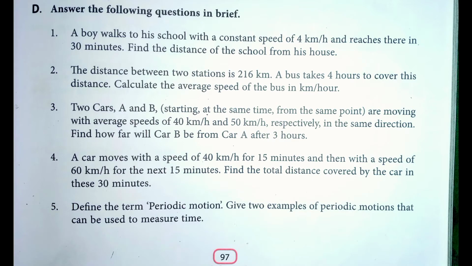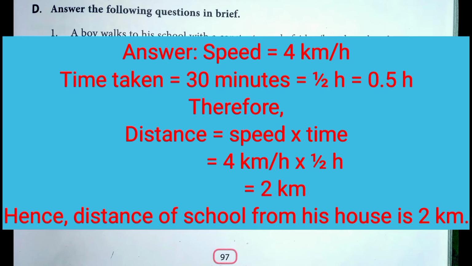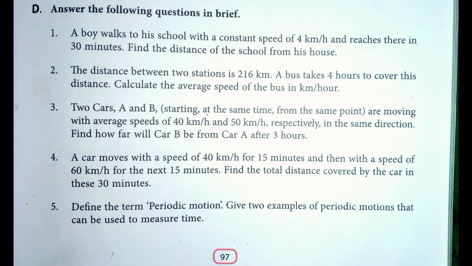Question number 1. A boy walks to his school with a constant speed of 4 km per hour and reaches there in 30 minutes. Find the distance of the school from his house. Question number 2. The distance between two stations is 216 km. A bus takes 4 hours to cover the distance. Calculate the average speed of this bus in kilometer per hour.